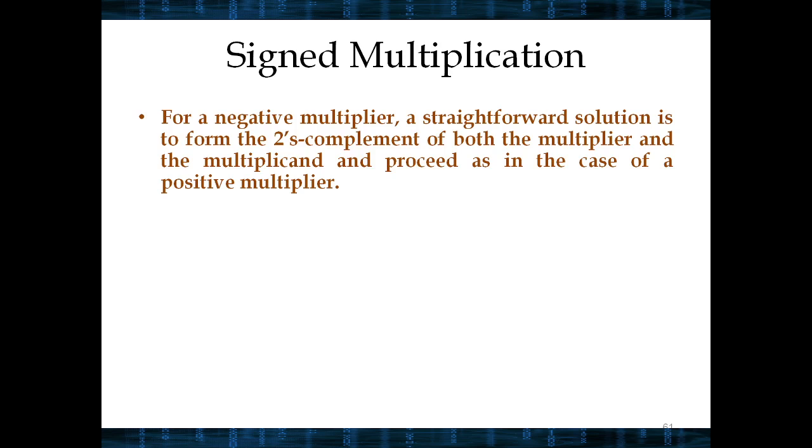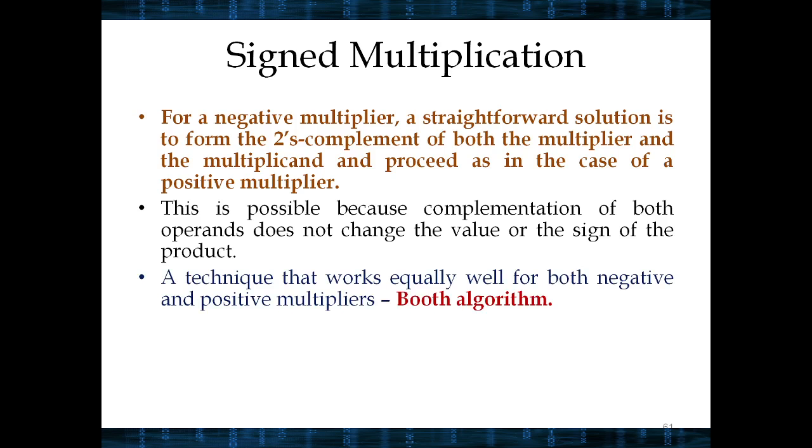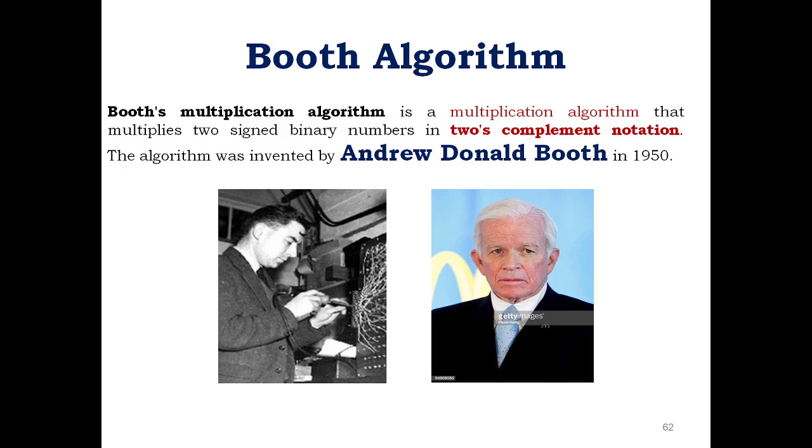So here we will be discussing signed multiplication, meaning multiplication for signed numbers. Whenever we get a negative multiplier, we have to take the 2's complement form of the multiplier. This is possible because complementation of both operands does not change the value or the sign of the product. A technique that works equally well for both negative and positive multipliers is known as Booth's algorithm.